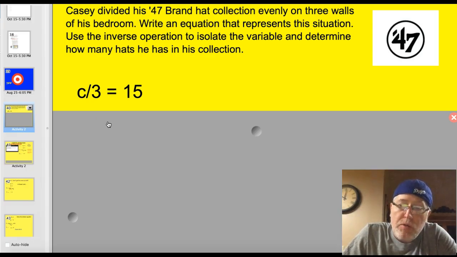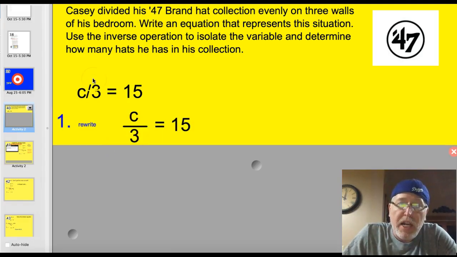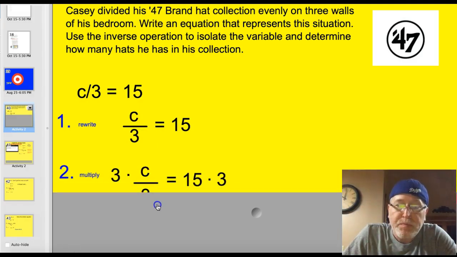First of all, there's going to be 3 steps for every one of these problems tonight. You're going to be sick of these steps by the end of the night, I promise you. First of all, we're going to rewrite the problem. Instead of writing it with this slash, we're going to write it as the good old-fashioned fraction. C divided by 3 equals 15. Here's the collection divided by 3 walls, 15 on each wall.